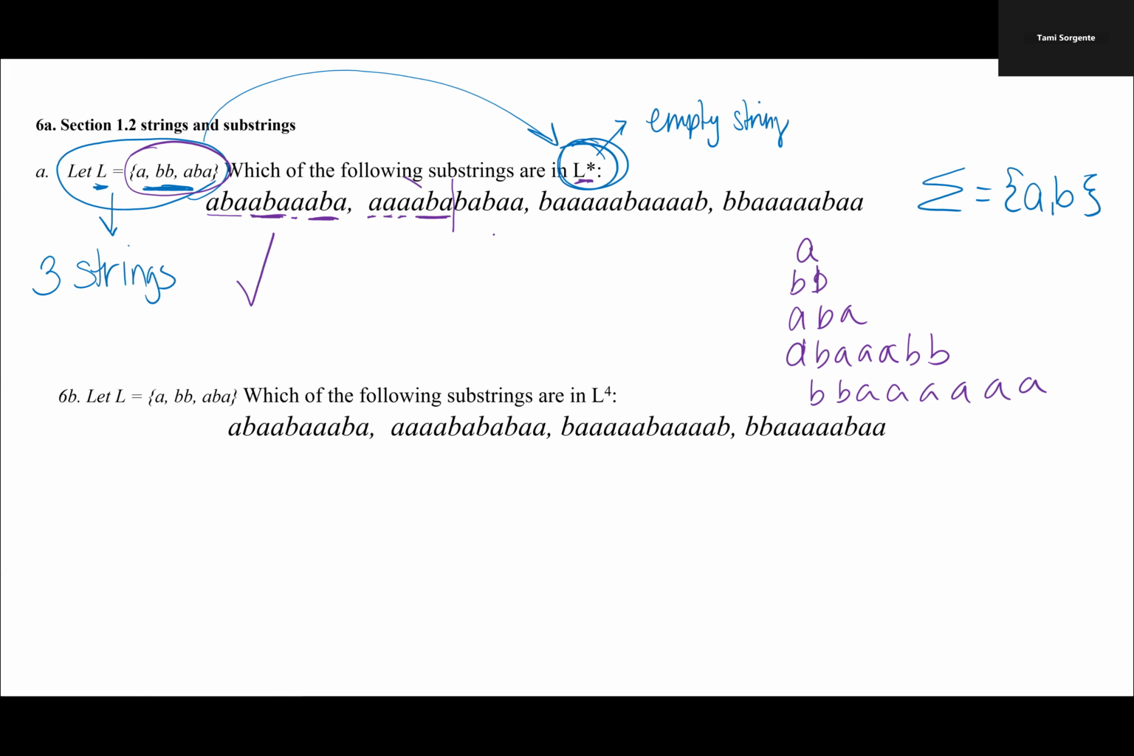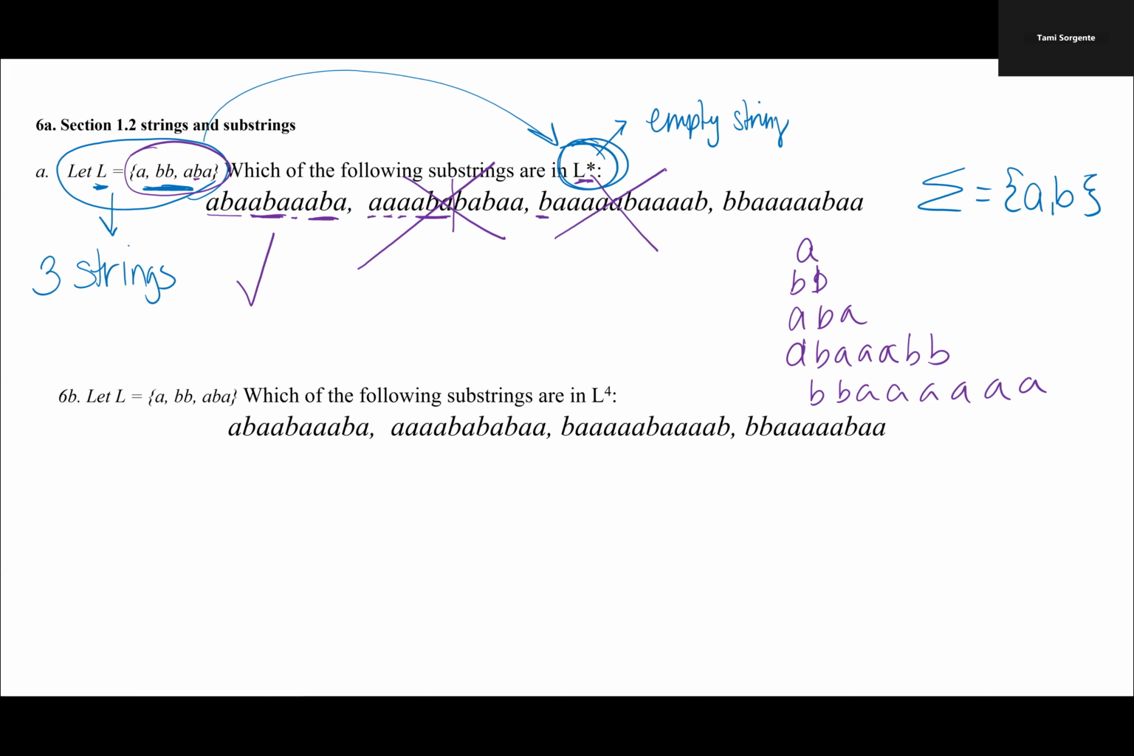So this string is not part of L star. And I can look at this right away and know that this one's not part of L star because there's no single B. The only single B that's in my language must have an A in front of it. So this one is also not part of L star.